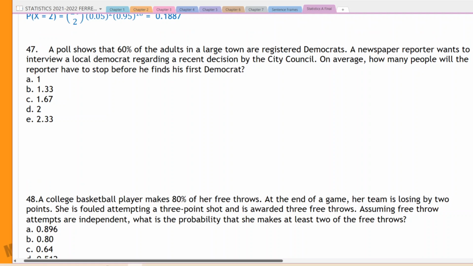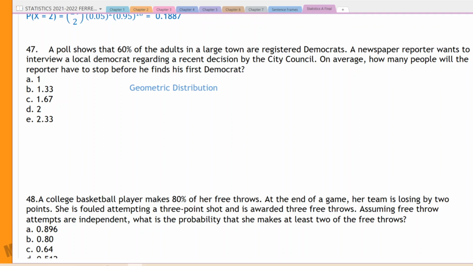47, this is the last one we're going to do in this video. We have the poll showing that 60% of adults in a large town are registered as Democrats. A newspaper reporter wants to interview a local Democrat regarding the recent decision by City Council. On average, how many people will the reporter stop before he finds his first Democrat? So I read this and I think immediately that this is a geometric distribution because we're going to stop as soon as we find our first Democrat. There's not a set number of trials.